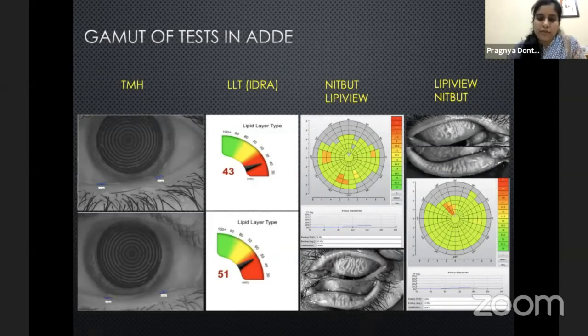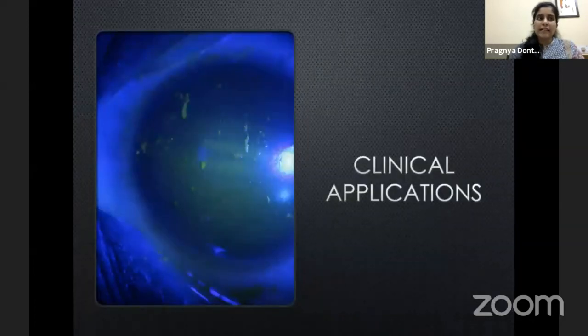And also in aqueous deficiency, I think Schirmer's is still the best test for diagnosing aqueous deficiency dry eye, but then there's a whole gamut of tests that you can do. You can analyze the tear meniscus height, which generally can be done with Oculus, the lipid layer thickness. Here, these are the graphs from IDRA. And then you can do the non-invasive tear breakup time. And then again, the LipiView for the meibography can be used. So these are all the tests that you can generally incorporate into the clinic if you want to do a dry eye evaluation. But then it's a very expensive affair.